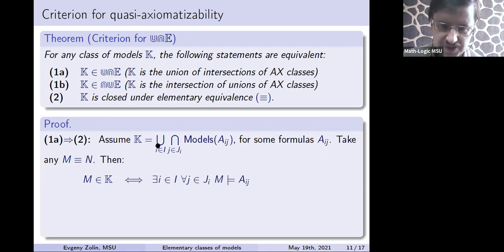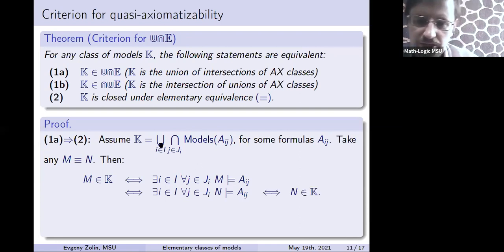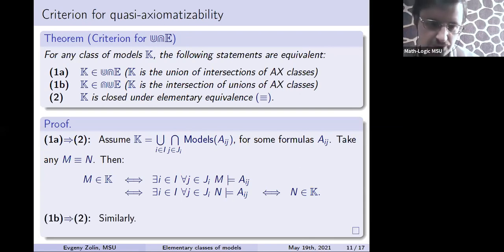This means that for some I, there is some J, such that our model satisfies Aij. But the model M satisfies Aij if and only if the model N satisfies Aij. So we equivalently rewrite using N, and this corresponds to N in K. So this is easy. Similarly, of course, we prove that 1B implies 2.